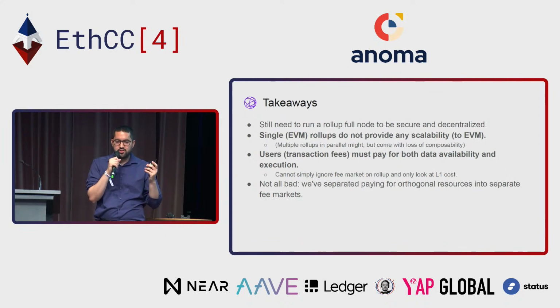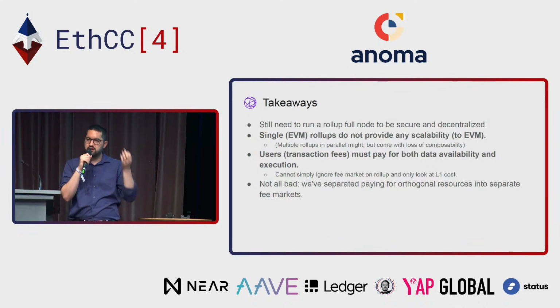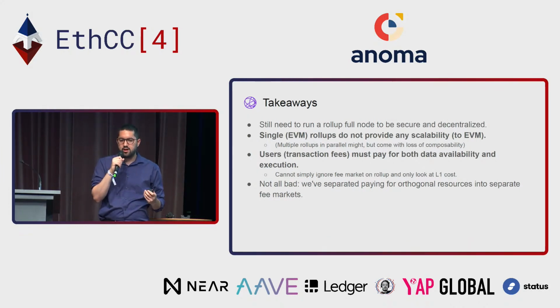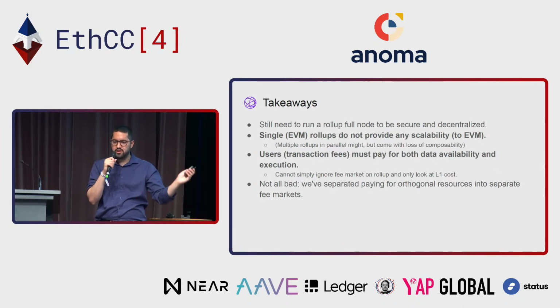And it's important that users, and specifically transaction fees, need to pay for both of these things. They need to pay for data availability, and they need to pay for execution. So it's not all bad. It might seem like I'm negative on rollups, but this isn't all bad. Like we separated paying for bytes and paying for everything else, and we pay for bytes with bytes, which is pretty good. We're getting somewhere.